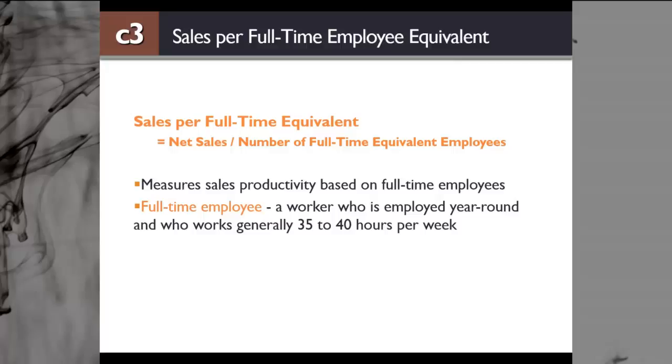So this measures sales productivity based on full-time employees. If you have a full-time employee, how much do they make? A full-time employee is a worker who is employed year-round and who generally works 35 to 40 hours per week. If you work 20 or fewer, that is often called a part-time employee.